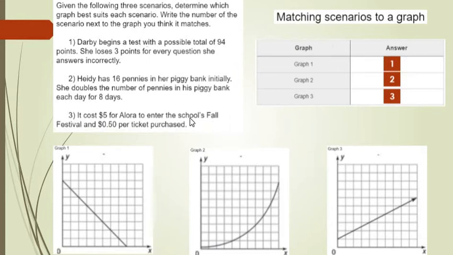Then right here on graph number 3, you have Laura who started out at $5. And then she purchased a ticket for 50 cents each time. It is a steady purchase, a steady growth. It is constant. It is linear. So you're increasing from left to right.